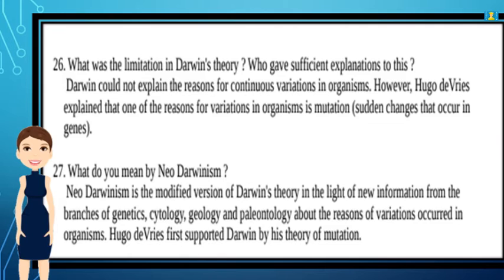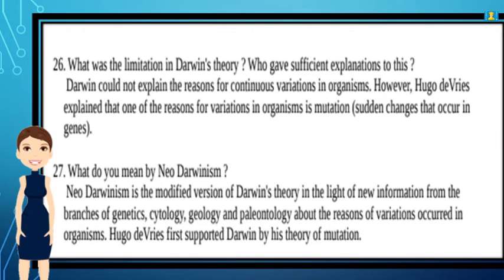What do you mean by Neo-Darwinism? Neo-Darwinism is the modified version of Darwin's theory in the light of new information from the branches of genetics, cytology, geology and paleontology about the reasons of variations occurring in organisms.